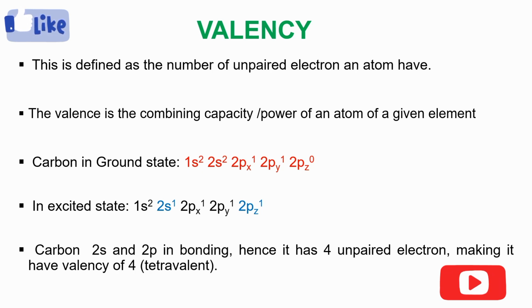That is why we have 4 unpaired electrons in saturated alkane, making the valency 4, which is tetravalent. So whenever carbon wants to bond, the valency of 4 must be maintained. Whenever you're drawing the structural formula of carbon, the valency of 4 must be maintained. Carbon is tetravalent.